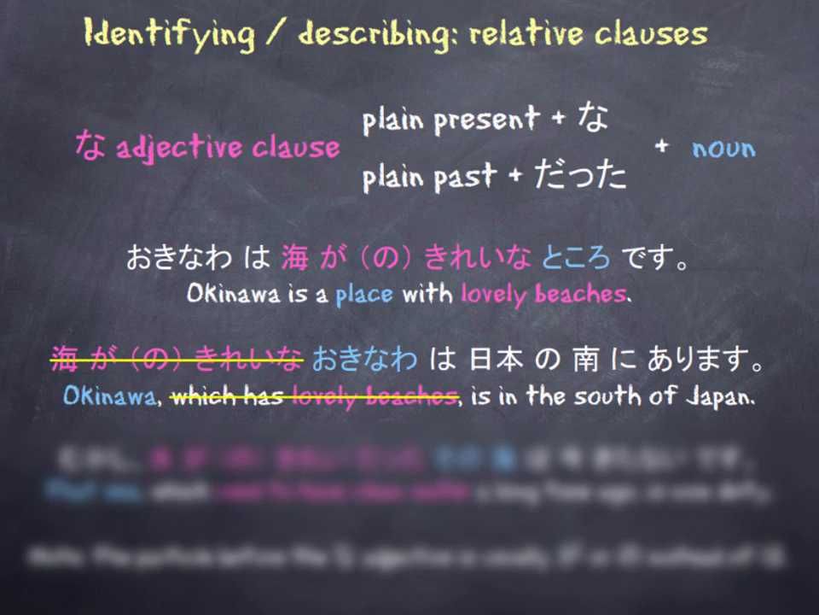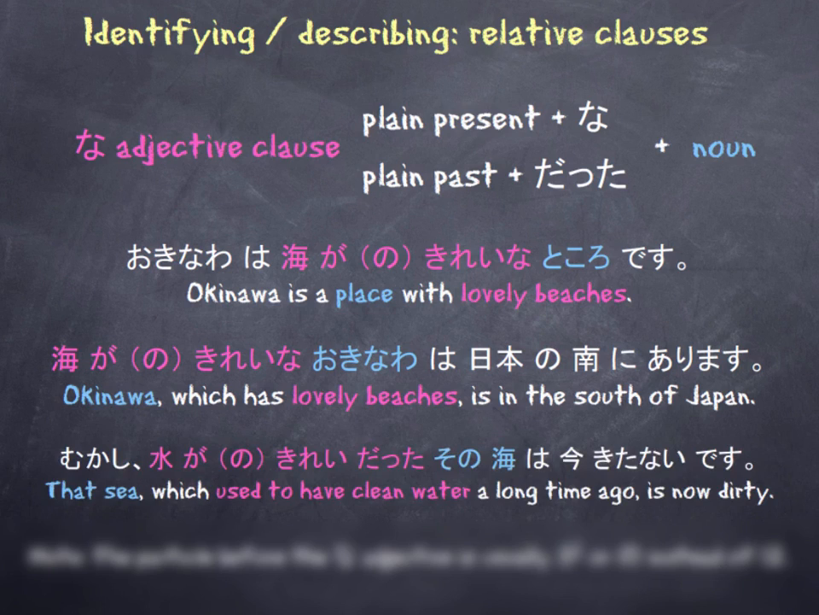So again, we can take out this part here, which has lovely beaches, and we're left with a completely grammatically correct sentence. Okinawa is in the south of Japan. But we want to be more descriptive about Okinawa. We want to say Okinawa, which has lovely beaches, is in the south of Japan.